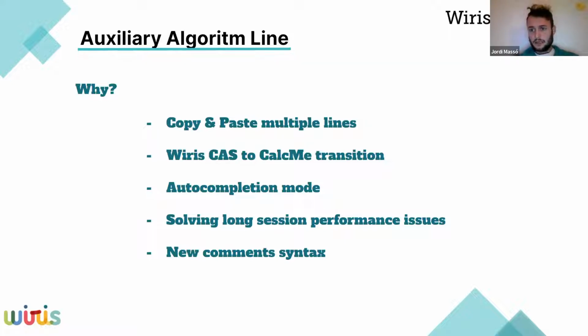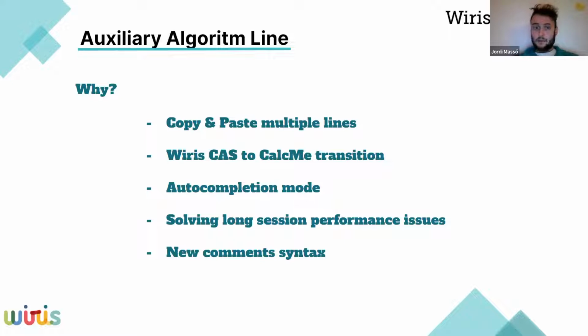Another interesting thing is the possibility to convert all WirisCast algorithms which had some intermediate length that had some problems in the CalcMe sheet. Now we have the possibility to automatically convert them to the algorithm line, which acts like the old WirisCast code editor. So there are not going to be more problems with this.